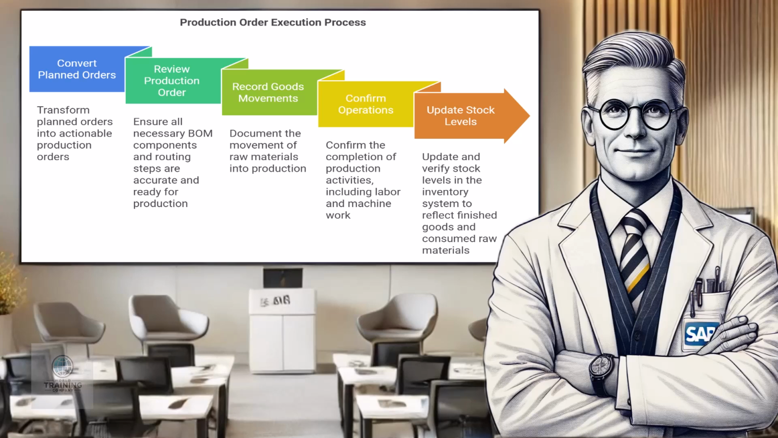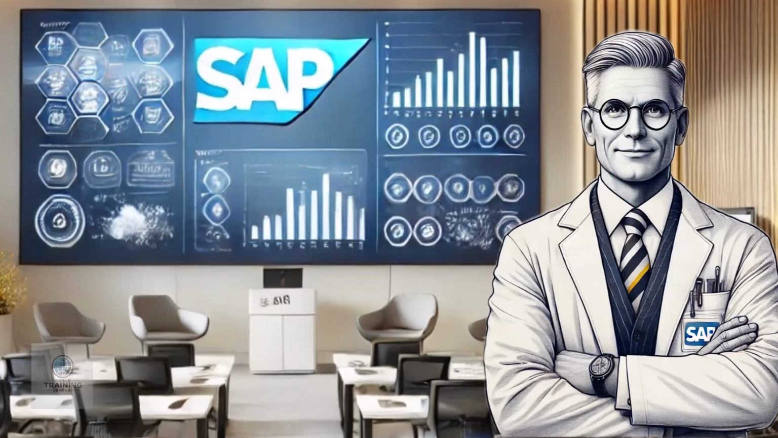These two visuals encapsulate the story of our day. The manufacturing process sequence shows how we started with planning and ended with execution, while the production order execution process reminds us how each step contributes to a flawless production flow. This chapter wasn't just about learning, it was about mastering. Together, we've unlocked the core mechanics of production in SAP, empowering you to bring precision and efficiency to your processes.